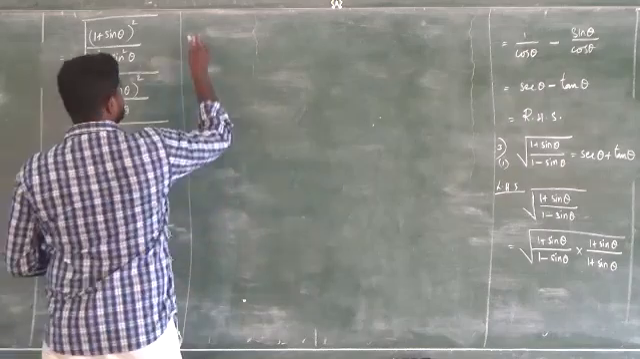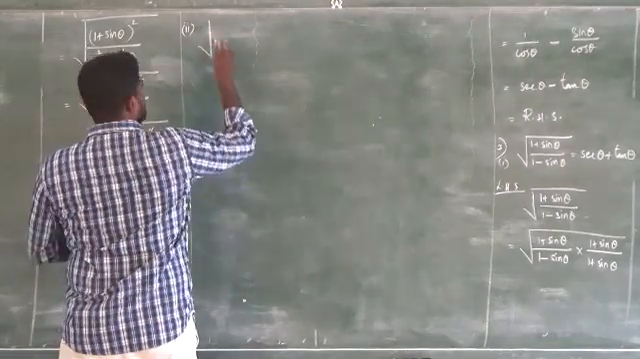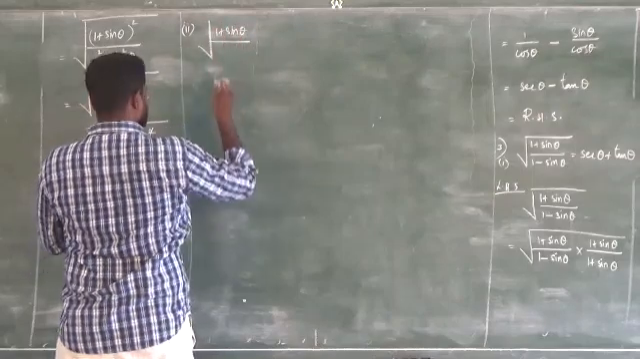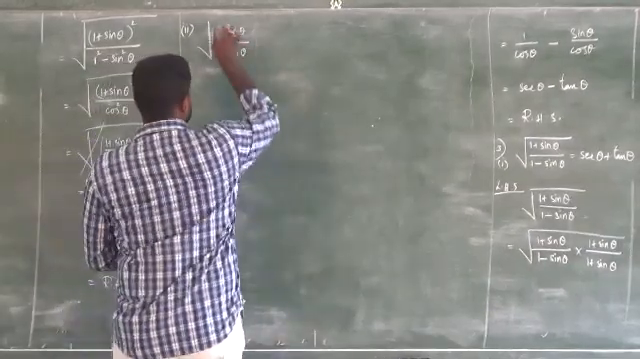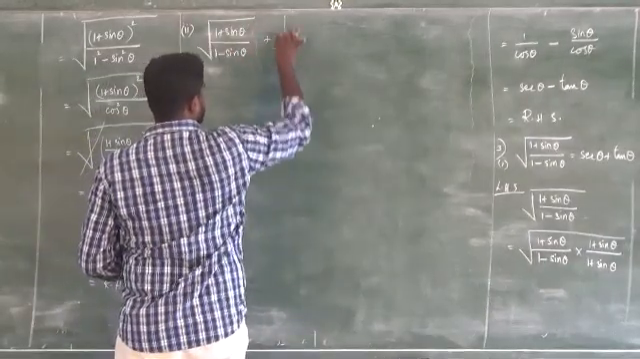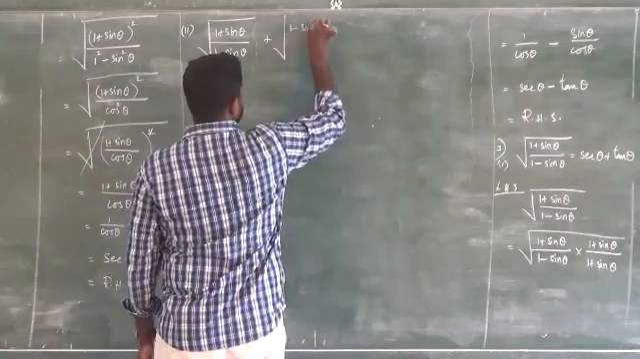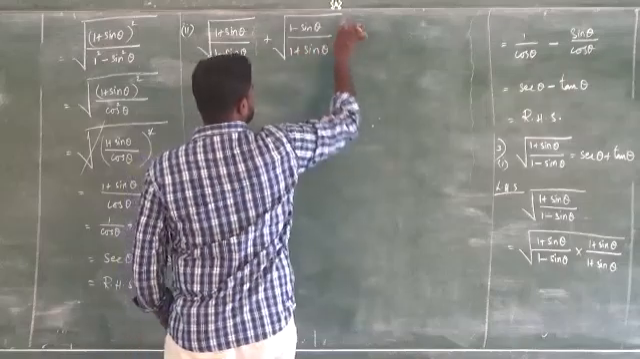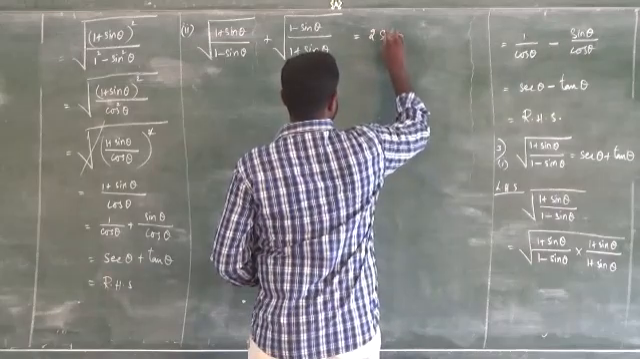Second subdivision. Root of 1 plus sin theta by 1 minus sin theta plus root of 1 minus sin theta by 1 plus sin theta is equal to 2 secant theta.